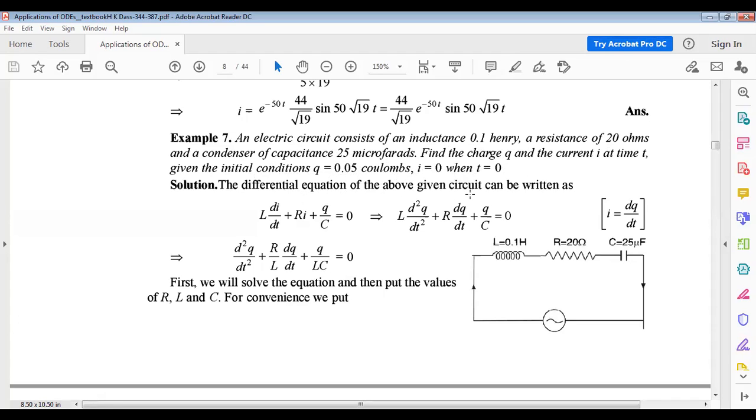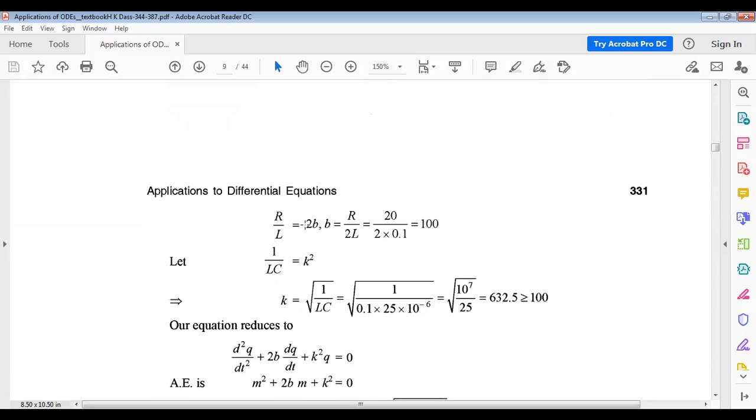The differential equation of the above circuit, using the circuit L, R, C, can be written as L di/dt plus Ri plus Q by C equals to 0. Okay, so dividing by L on both sides, we get this one. So I equals to what? dq/dt. Remember it. So this is actually a linear differential equation.